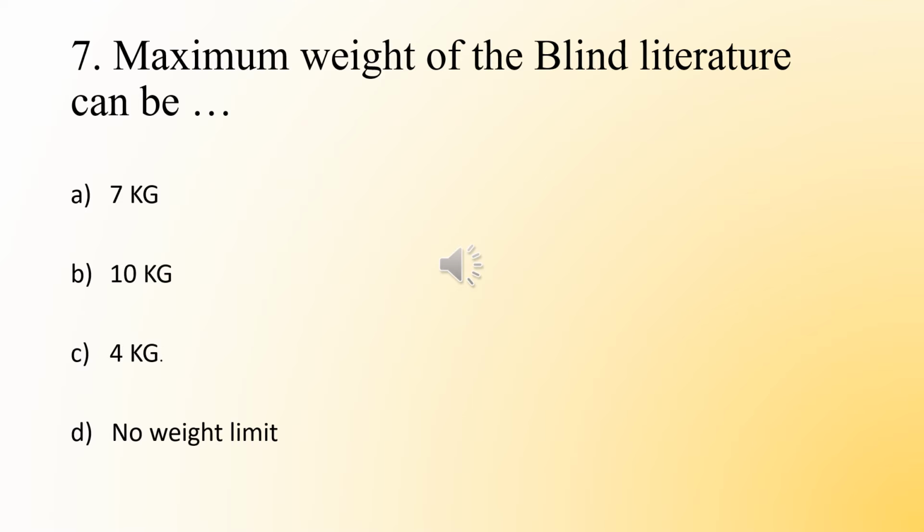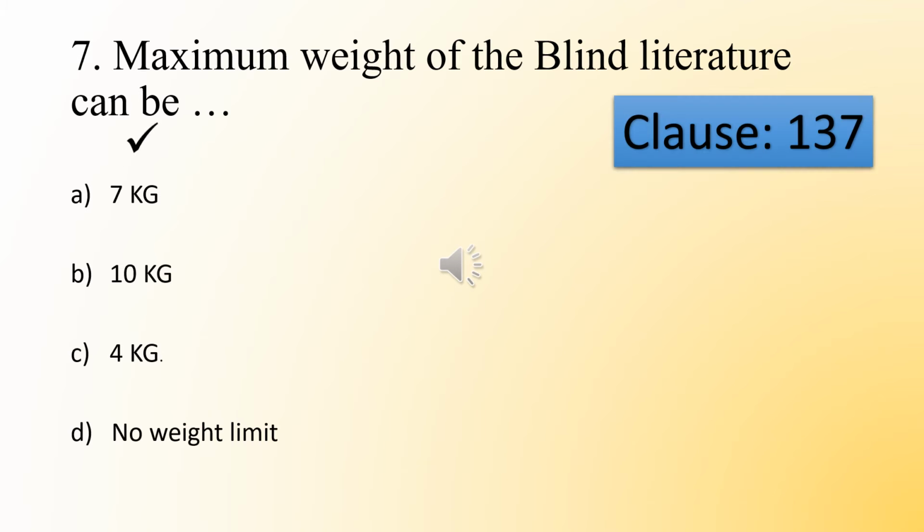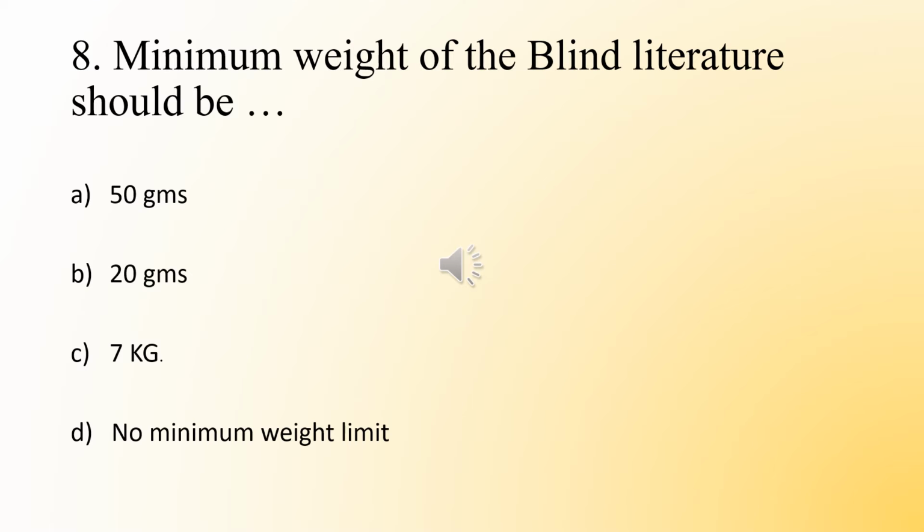Question number 7. Maximum weight of the blind literature can be option A, 7 kg, option B, 10 kg, option C, 4 kg, option D, no weight limit. The correct answer is option A, 7 kg. Question number 8. Minimum weight limit of blind literature should be option A, 50 grams, option B, 20 grams, option C, 7 kg, option D, no minimum weight limit. The correct answer is option D, no minimum weight limit prescribed.